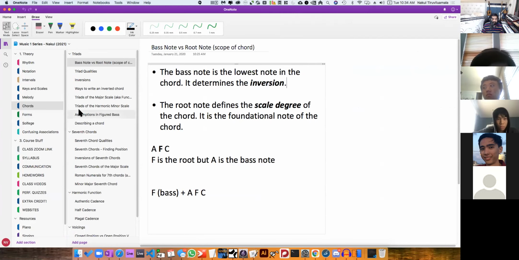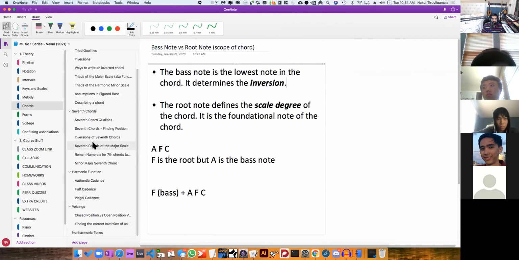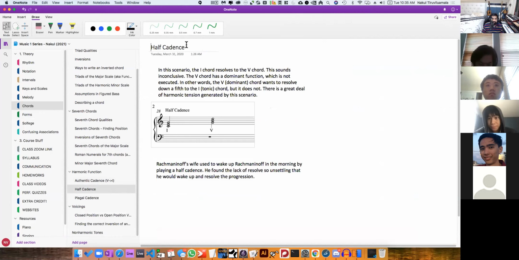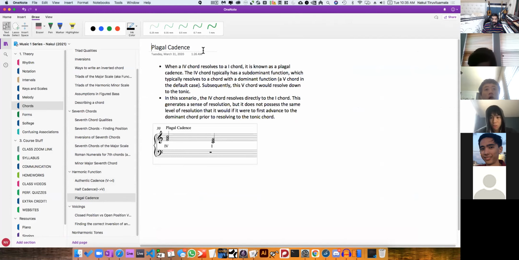And by definition, when we think about cadence as a harmonic function, a 5 chord going to a 1 chord is called an authentic cadence. Okay? Similarly, a half cadence is a 1 chord going to a 5 chord. And a plagal cadence is a 4 chord going to a 1 chord.